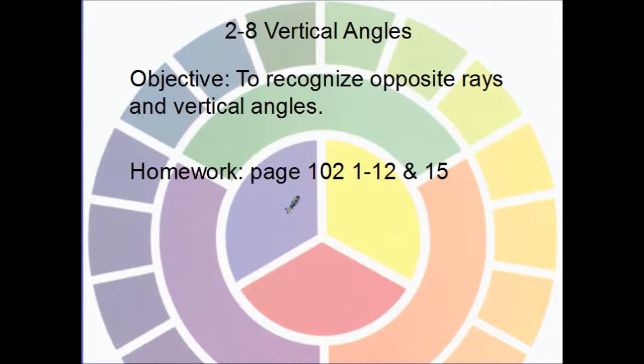Welcome to our last section, section 2.8, vertical angles. The objective of this section is to recognize opposite rays and vertical angles. Tomorrow in class we'll be working on page 102, numbers 1 through 12 and 15.